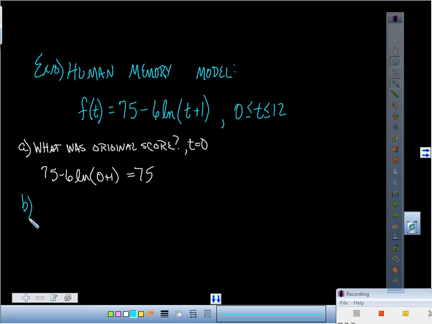Okay, this side over here, I want to know what it is in 2 months. This side over here, I want to know what it is in 6 months. You think there's going to be a huge difference between 2 months and 6 months?